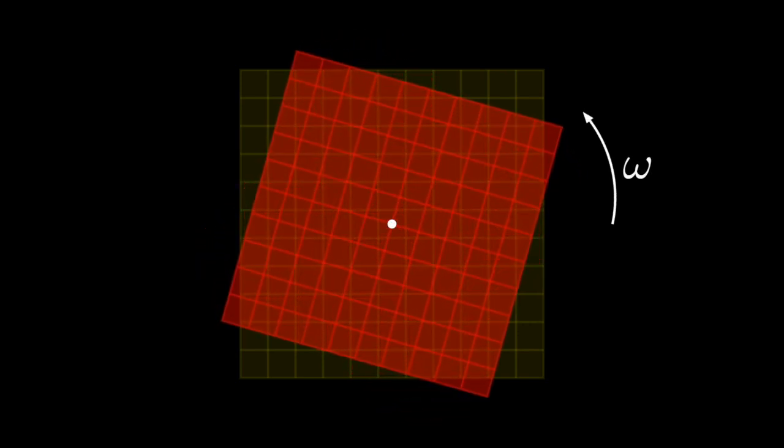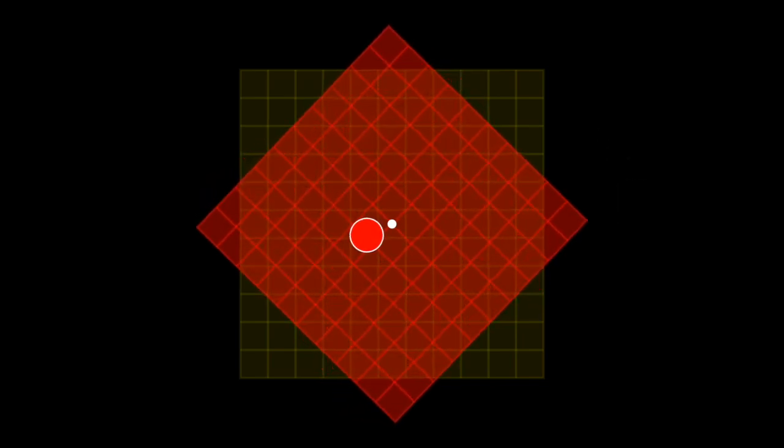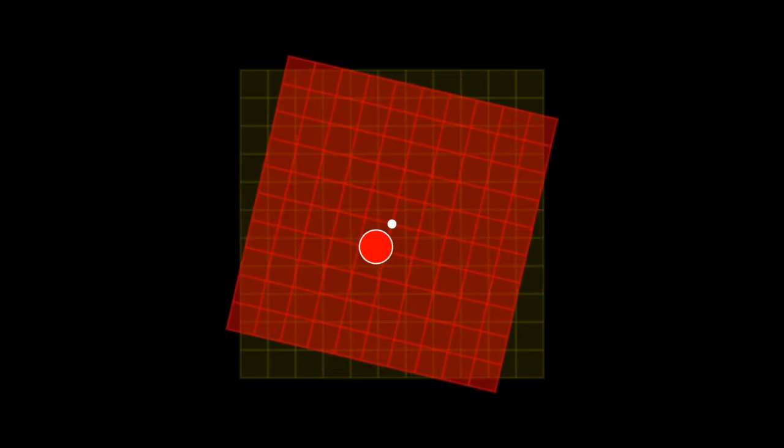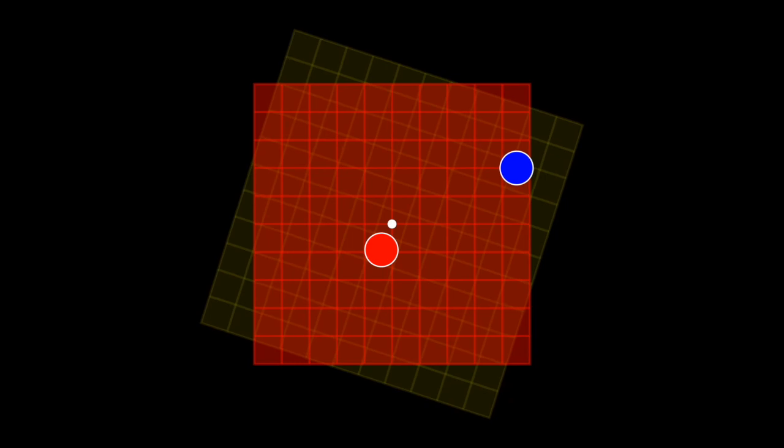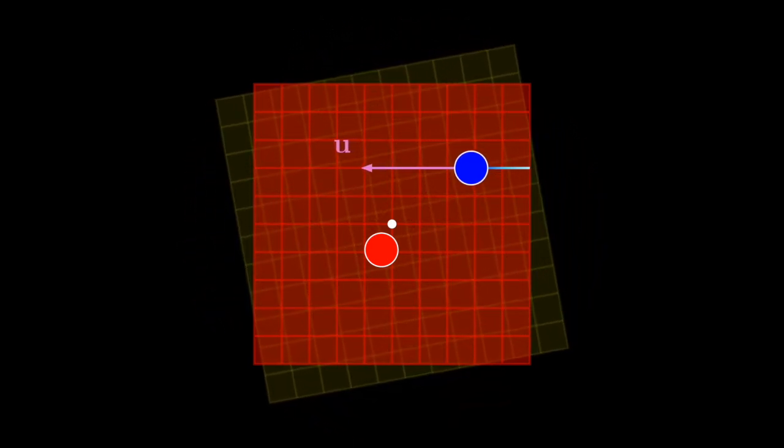Imagine a platform spinning around a center point. Unlike the swivel chair, let's have the platform spin at a constant speed omega. Now imagine a red ball standing fixed on the platform. Also, add a blue ball that is rolling on the platform at a constant velocity u in a straight line relative to the platform.